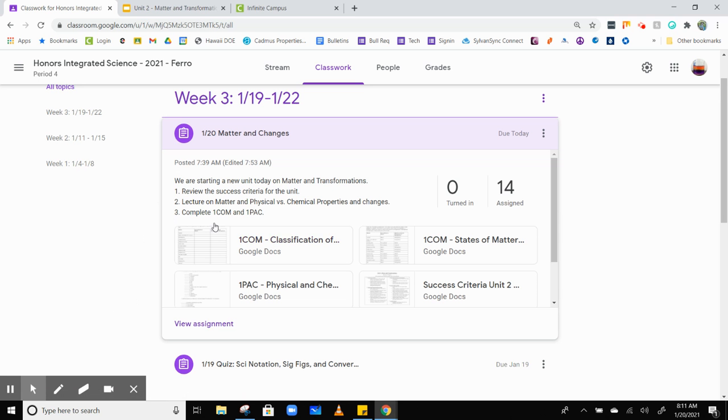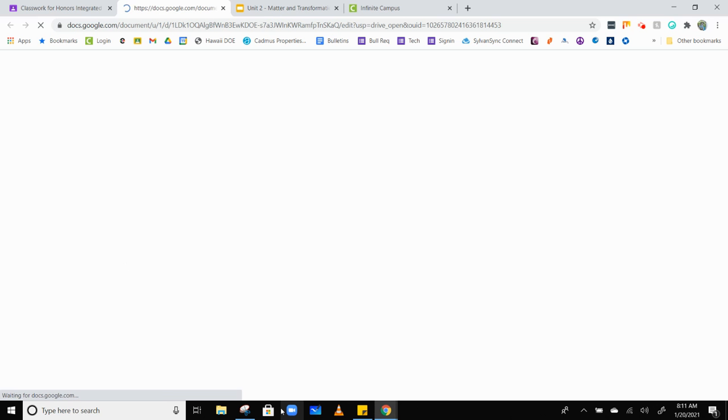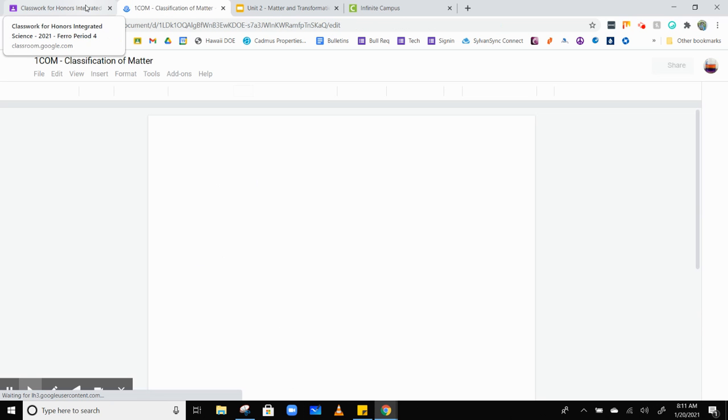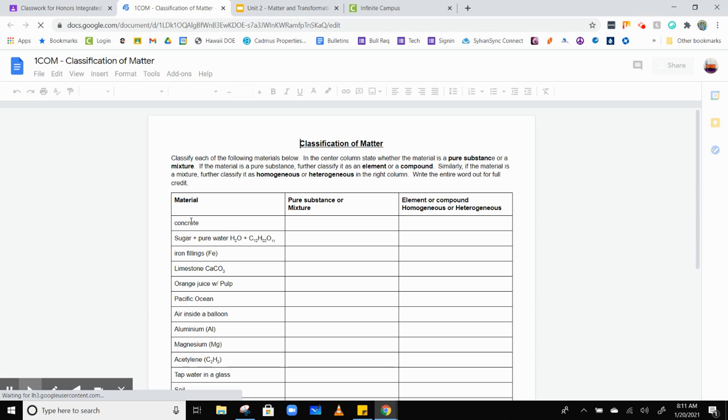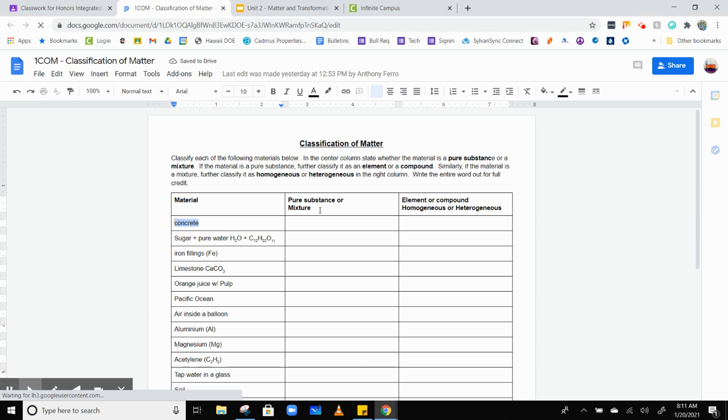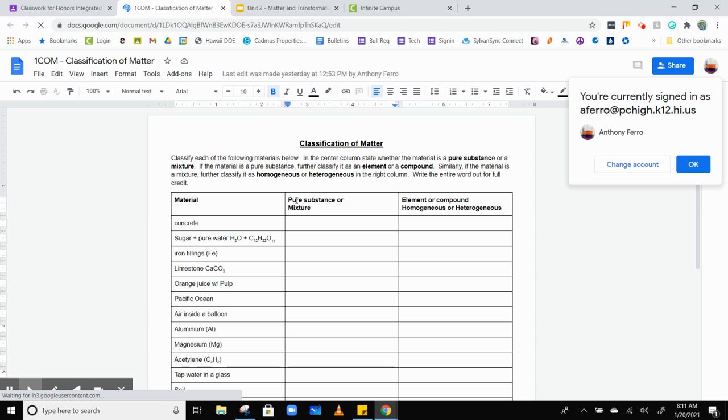When we're done going over that, you have 2 worksheets to complete. One is COM, so classifications of matter. Let me go over how to do it real quick. Here you have the substance. You're going to identify it as either a pure substance or a mixture. If it's a pure substance, you have to tell me, is it an element or a compound? If it's a mixture, you have to tell me, is it homogeneous or heterogeneous?